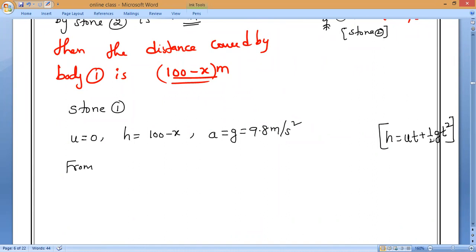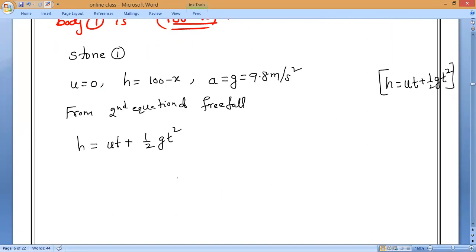Yes or no? That is right. Yes, sir. Second equation you should use, from the second equation of motion, sorry, the equation of free fall. H is equal to ut plus half gt square. Now tell me one by one. What is the h value? The h value, you should tell, 100 minus x.